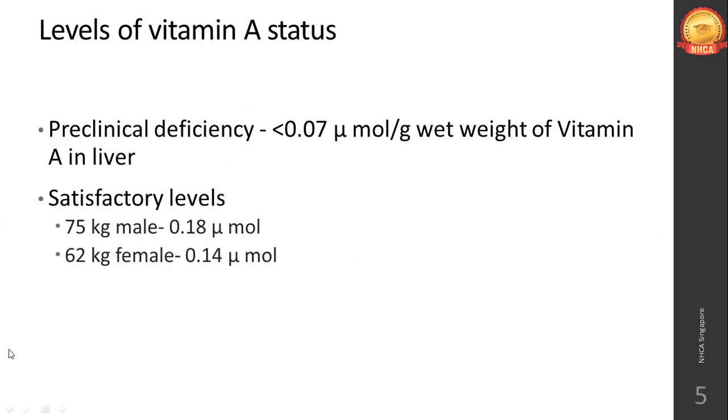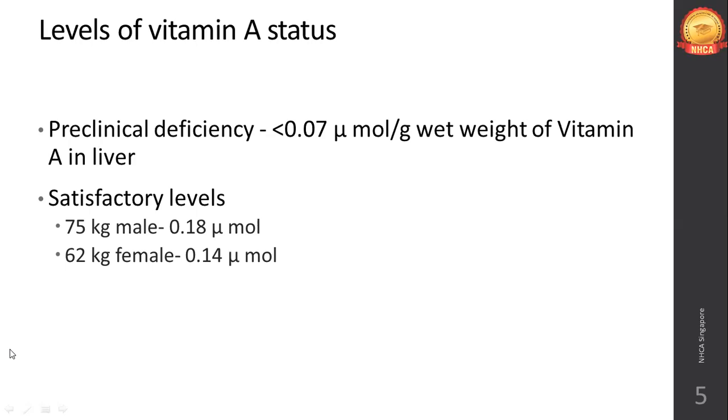Next, levels of vitamin A status. Here they have given preclinical deficiency, when you do certain assays of the liver or a biopsy of the liver, or we have the isotope dilution assay of the liver, etc. These are various medical terminologies used in biochemistry and microbiology, to test the level of vitamin A concentration in this particular individual's body. So these are the different tests and the results of the tests.